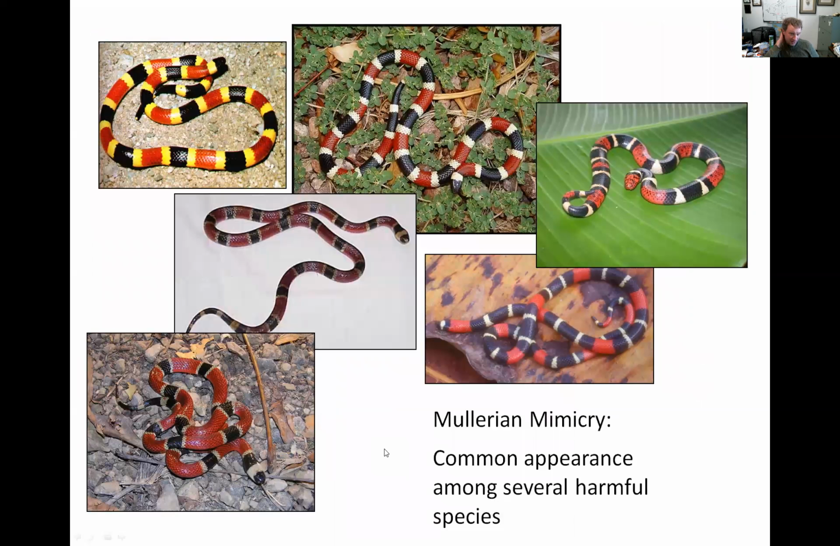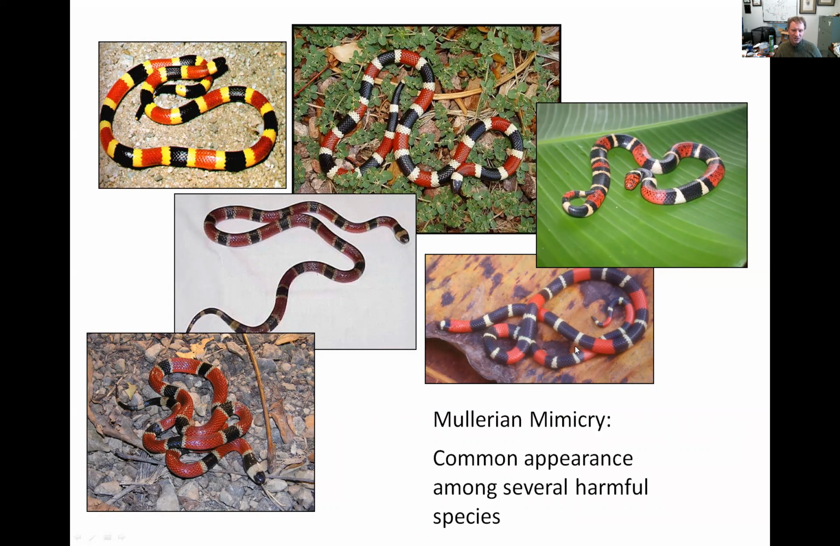But the other thing that happens is what is called Mullerian mimicry. This is where different harmful species evolve to look similar to each other as a way of reinforcing the warning against a would-be predator. Notice that some of these species have red on yellow. There's a saying, "red on yellow kill a fellow," but it turns out it's not strictly true.